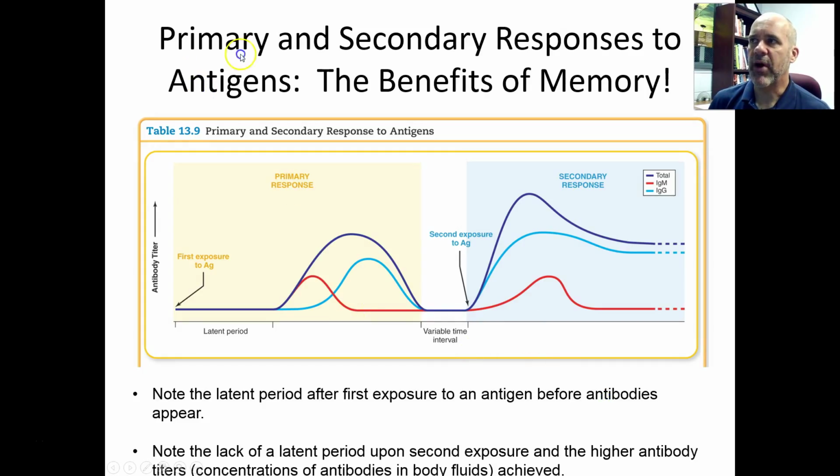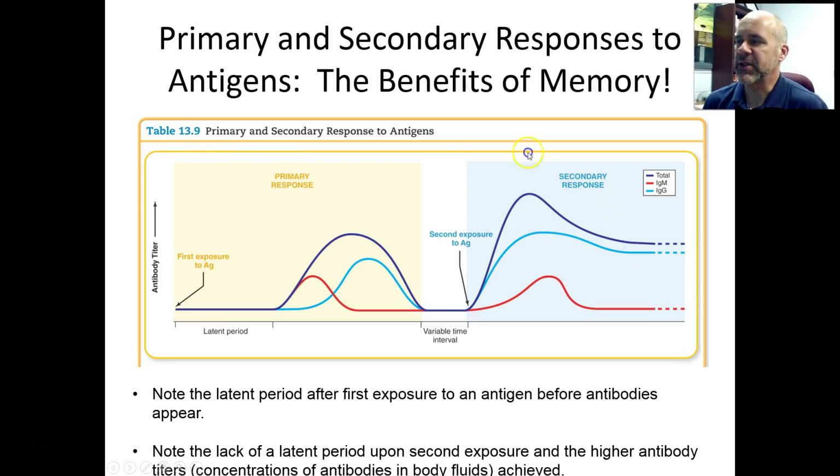All right, now how about primary and secondary responses to antigens? This is where memory kicks in. This is where we're going to see the benefits of memory. A primary response is your immune response that occurs the first time you're exposed to a particular antigen. All right, antigen here is abbreviated as AG. Secondary is your response the second time you get exposed to the same antigen.